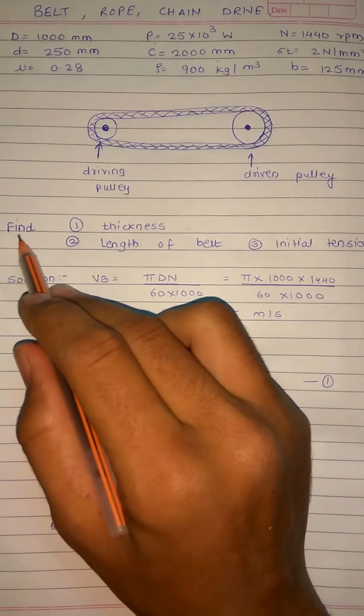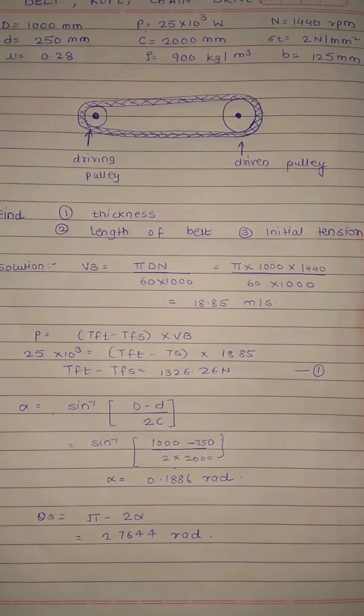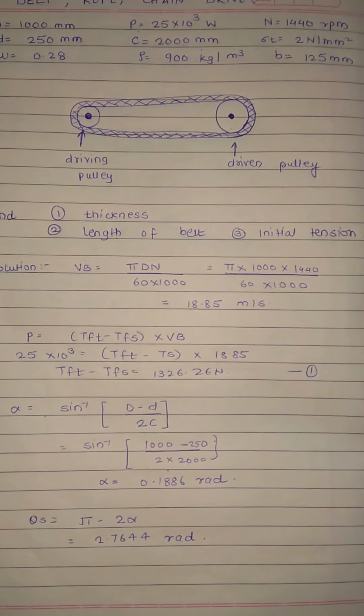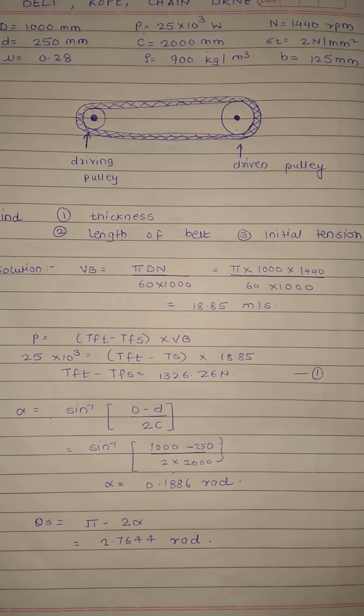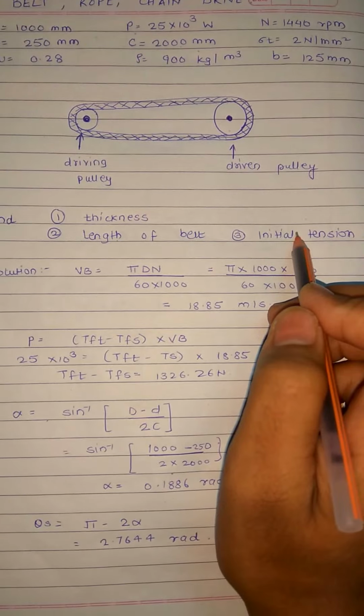Next, we have been told to find out thickness, length of the belt and initial tension. So what happens is, when the belt is initially wound on both the pulleys, it has some initial tension when it is not operated. So due to this tension, it is always in place and does not sag on the pulley. We have to find the initial tension.